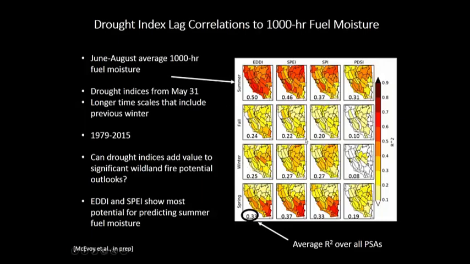Fall and winter, the correlations were much lower. There weren't very strong relationships there. And looking at spring fuel moisture, the relationships were pretty weak except for the southern areas. So the take home from this was that EDDI and SPI show the most potential for predicting summer fuel moistures, which of course is the peak of the fire season. It was kind of neat to see that result.